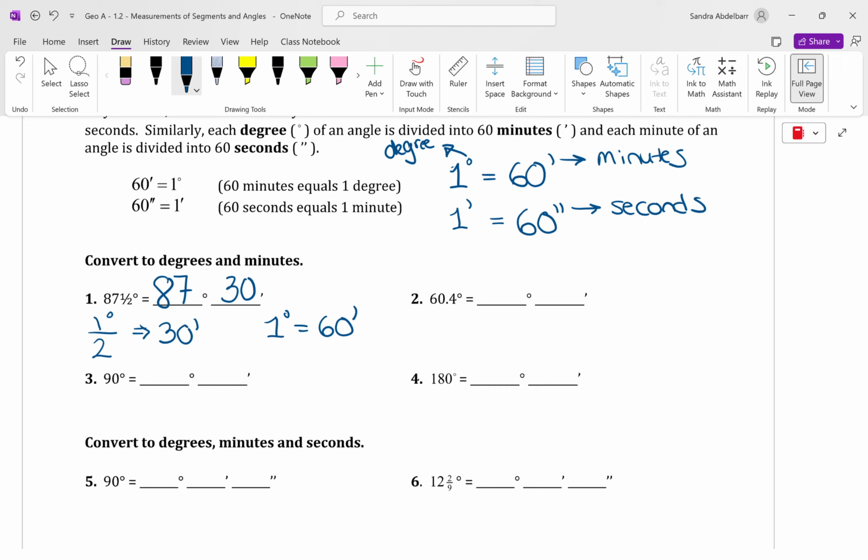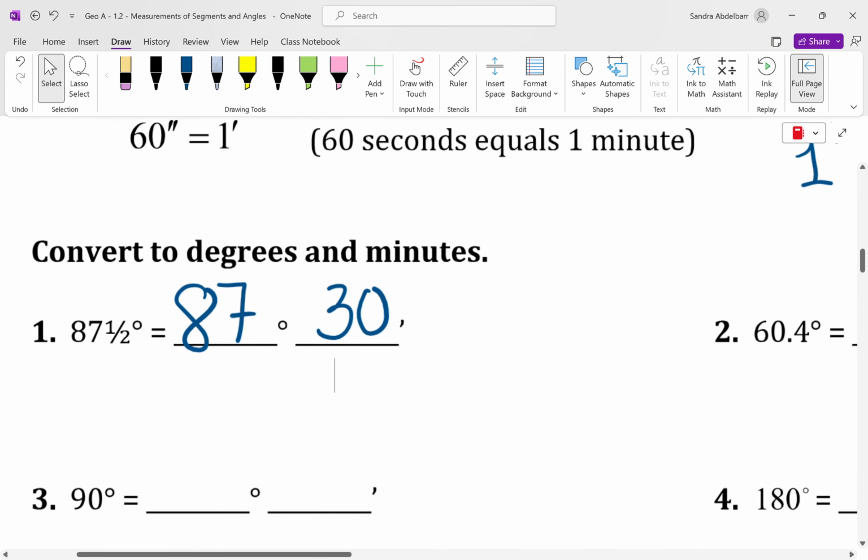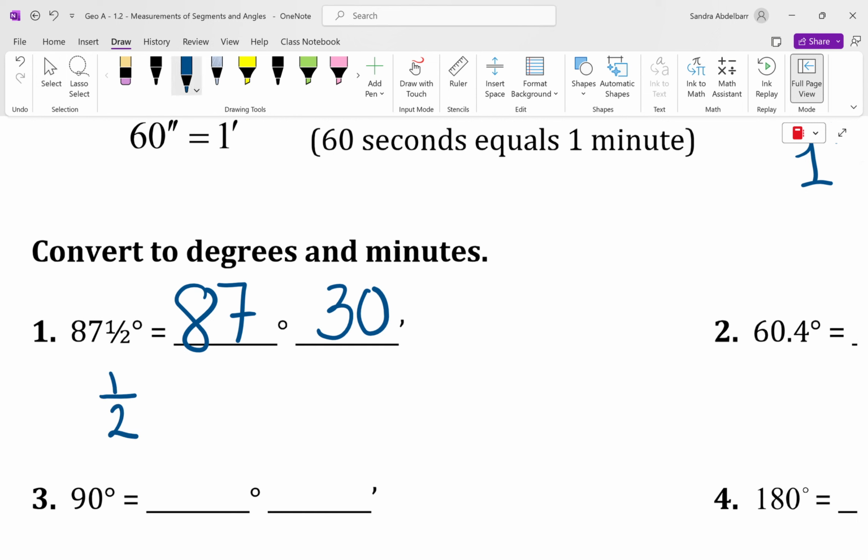Do you think it'll always be that straightforward? No. So let me show you what you're going to do if it's not so straightforward. I'm still going to work with the half, but just to show you. What you are going to do is always take the whole number, keep it as your degree. Then we take the fractional part, and that's what we change into minutes. So we know 1 degree is 60 minutes. So we're going to take the fractional part and multiply it by 60.